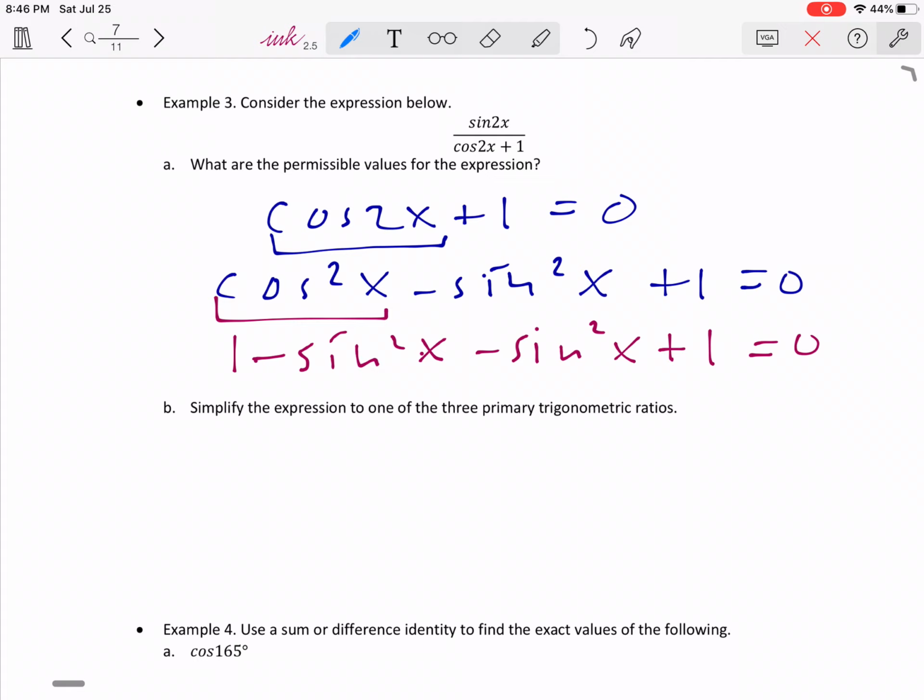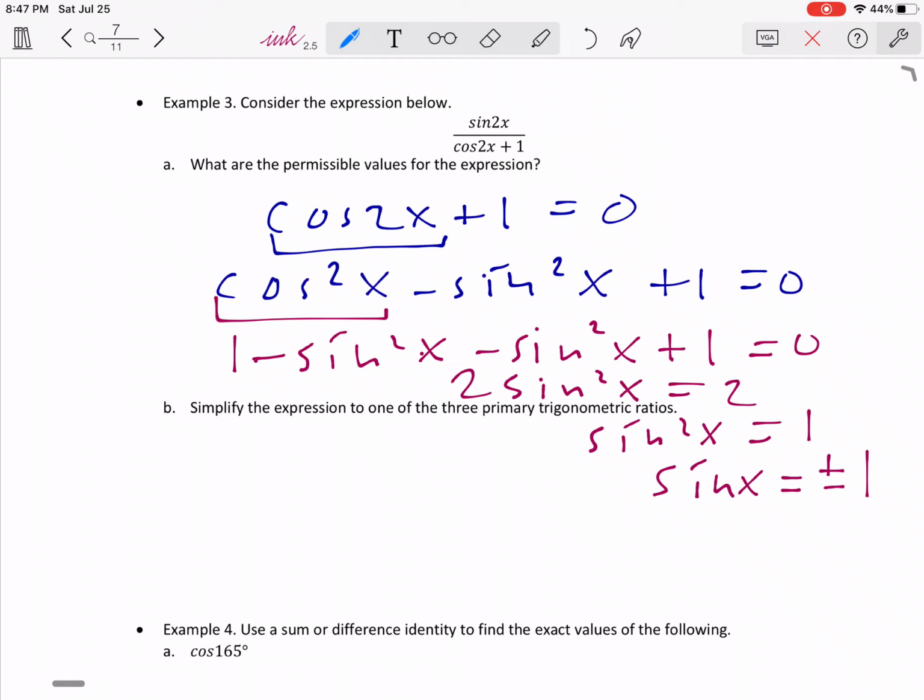it's going to give you 2 sine squared x equal to 2. And so that means sine squared x is going to equal 1. And then if you take the square root of both sides, you get sine x equals plus or minus 1. And then when you solve for that, you're going to get x equals pi over 2 and negative pi over 2.